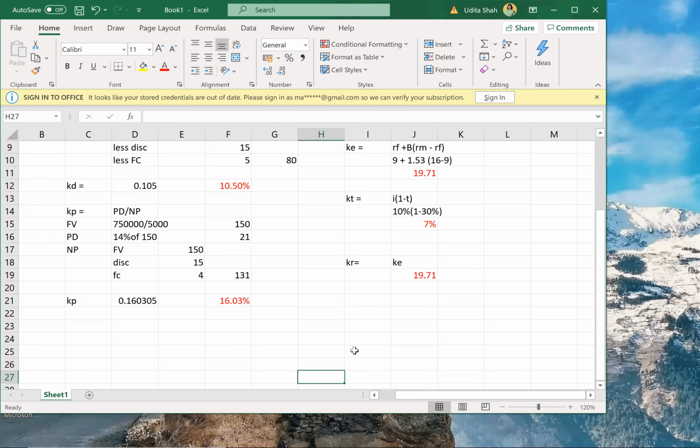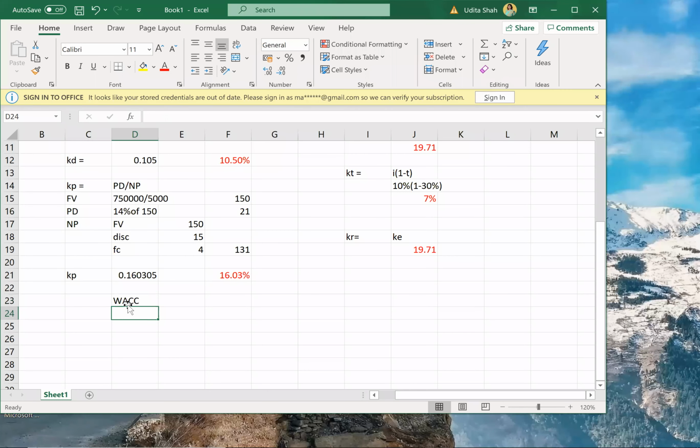So what should I do now? I can make a working note of WACC. So WACC: source, amount, weight, cost, and weighted cost. So what was my first source? First source was debenture. Then my preference shares.